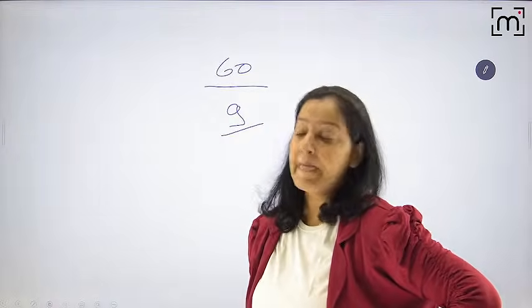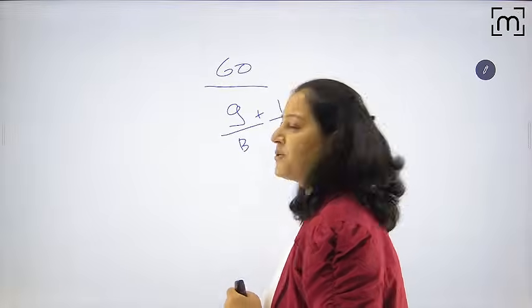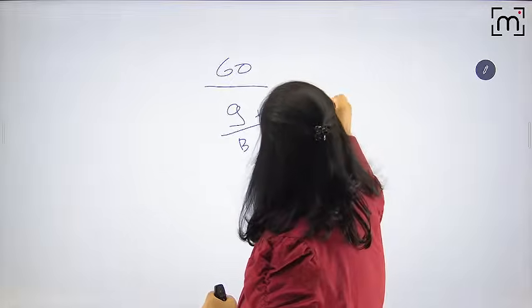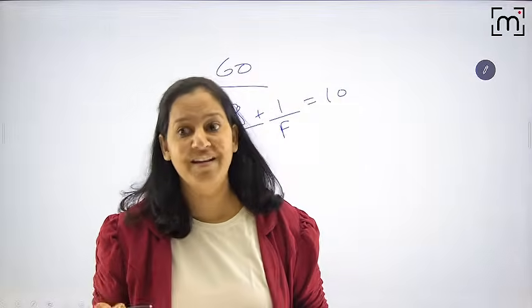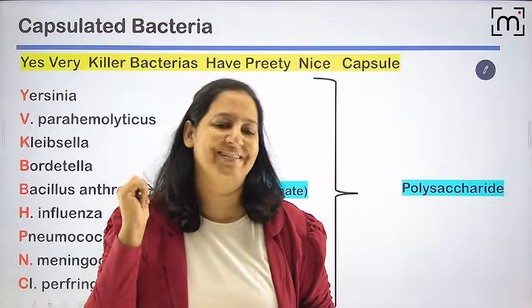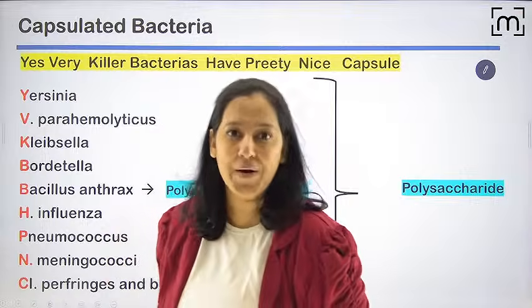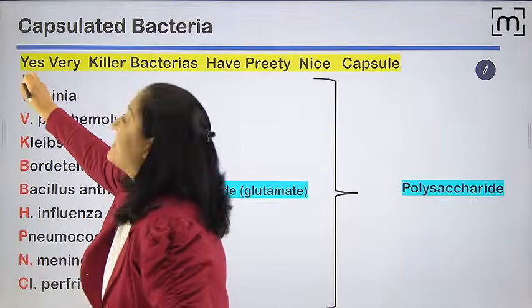You have to learn the names. Along with 9 bacteria, 1 fungus is also capsulated. So you can say a total of 10 organisms are capsulated. Give me a mnemonic to learn these. Before I start the bacteria tomorrow, you must be ready with the list. You should know which bacteria are capsulated. So I have a mnemonic to learn that. What's the mnemonic, people?